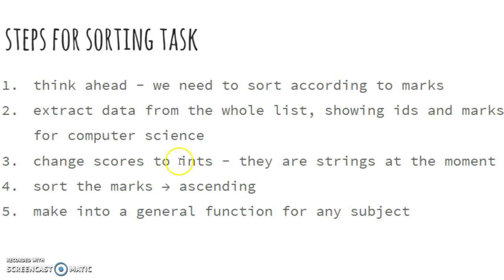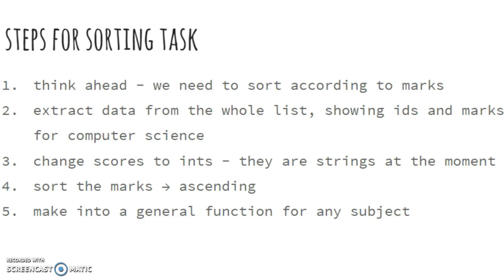The scores are actually strings. That's how they're stored in the list at the moment. So we need to change them into ints, otherwise our sort won't work. We need to sort the marks into ascending order, so we have to have the lowest mark first and then the highest mark at the end. Once we've got that bit working, we're going to make our solution more general, and then we'll write a function to basically encapsulate this task so it works for any subject.